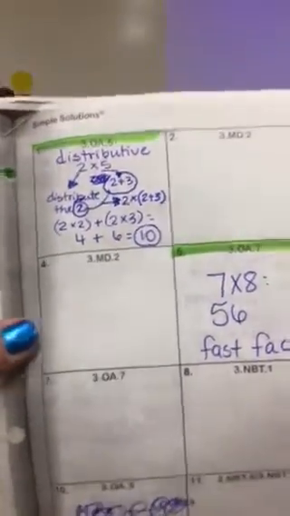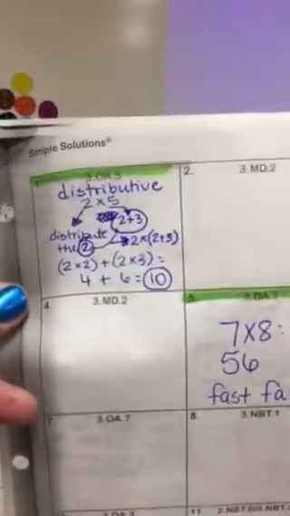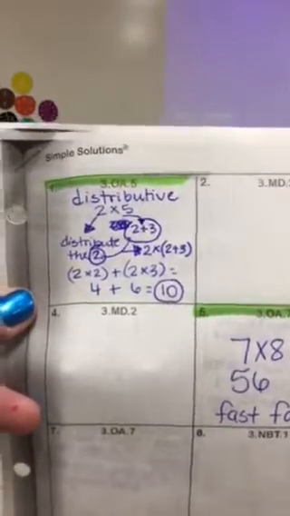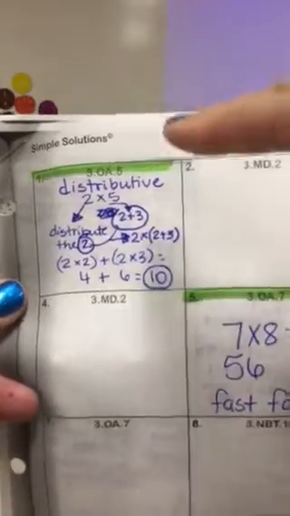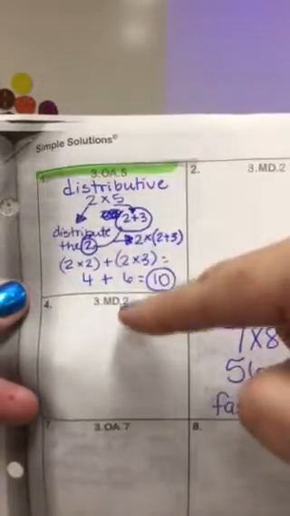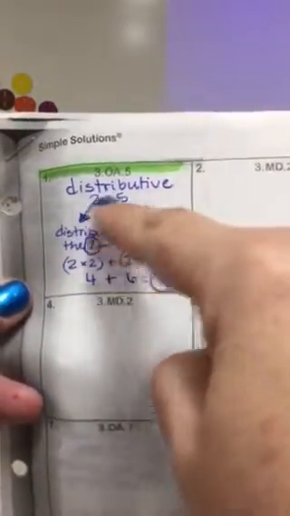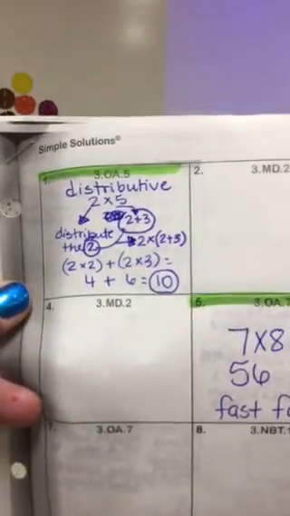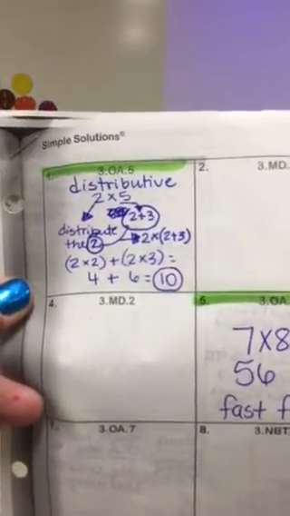So the first one that I have here is an example of the distributive property. We've been talking about the distributive property for a few weeks now. What I have here is talking about how the distributive property, on your paper it should say hands out.